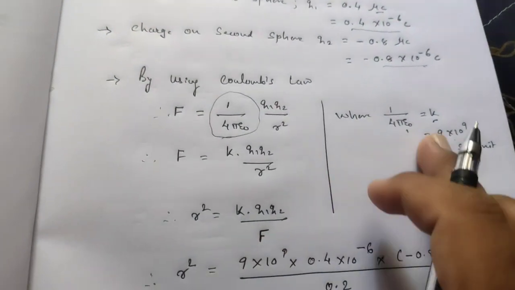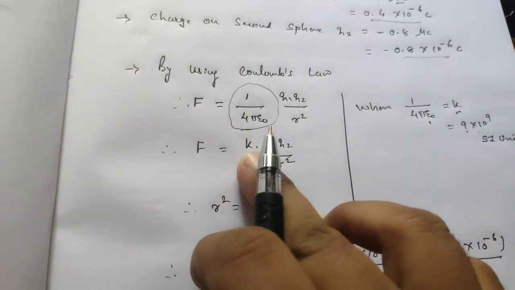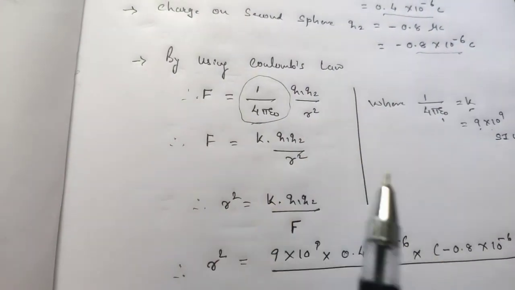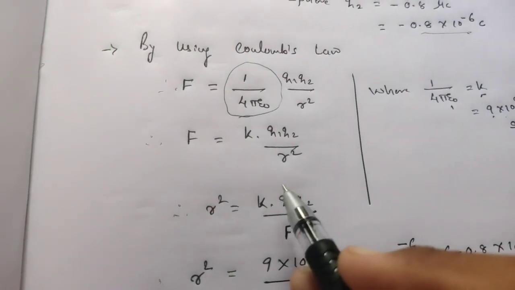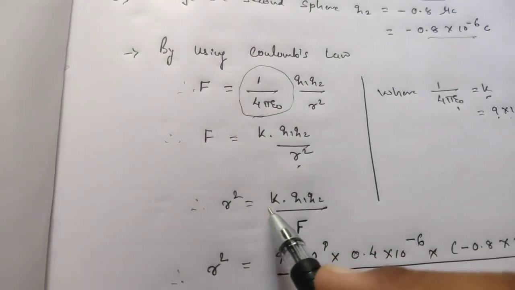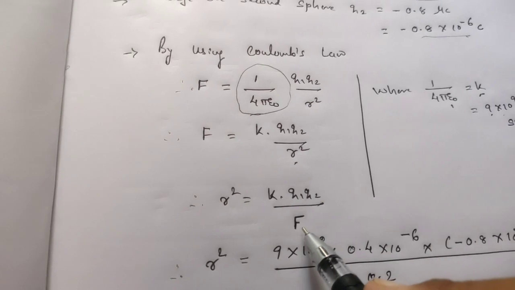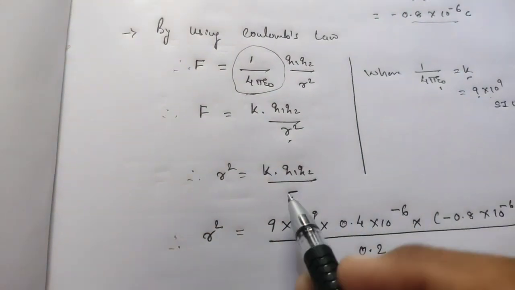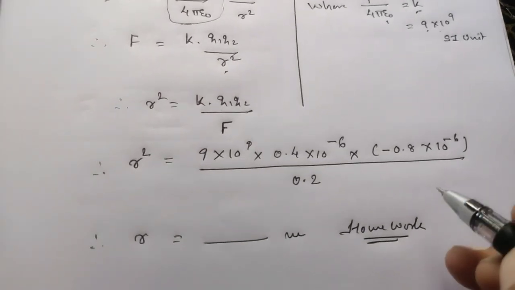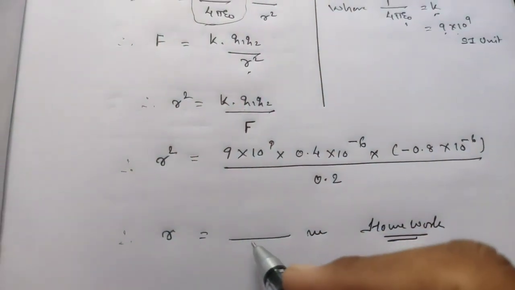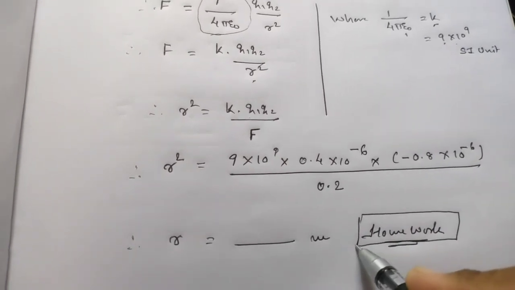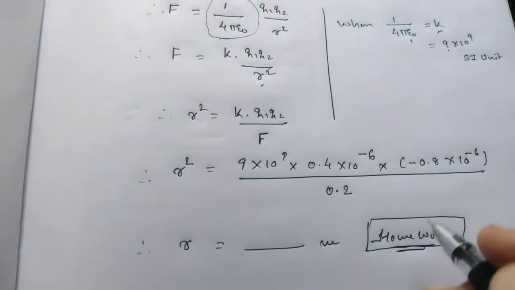Now we insert this value instead of 1 upon 4 pi epsilon naught, so we get this equation. Now we have to find the distance. So r, the distance between the two charges: r square equals k into q1 q2 upon F. Now put in all the values of k, q1, q2 and F, and we will get this one. Now you have to find this answer. That is your homework for today. Just find it and tell me what your answer is.